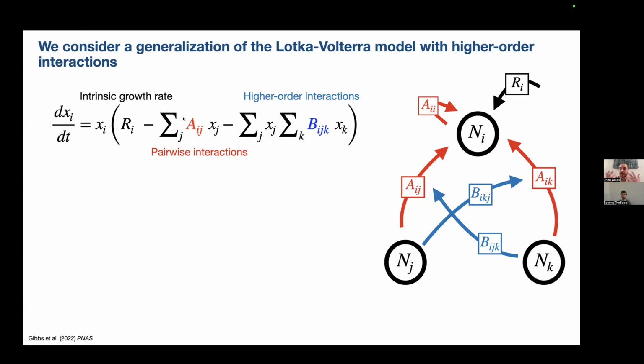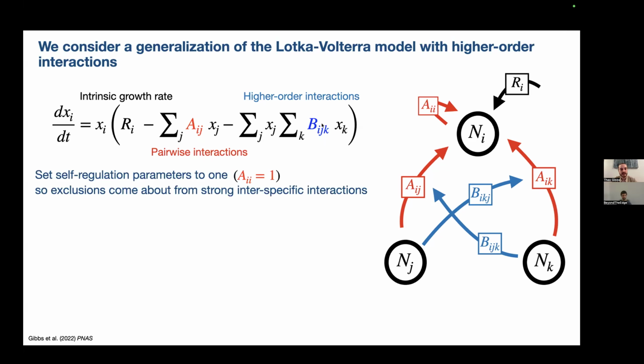Can be competitive if the A_ij are positive, or facilitative if they're negative. And then there's some special pairwise interactions in the system, specifically when i equals j, which measure the carrying capacities or the level of intraspecific competition in the system. And then last, I model higher order interactions in just the simplest possible way by multiplying together triplets of species abundances so that the coefficient B_ijk measures the joint effect of species j and species k on species i. Or alternatively, you can think about B_ijk as being how species k changes the effect of species j on species i.